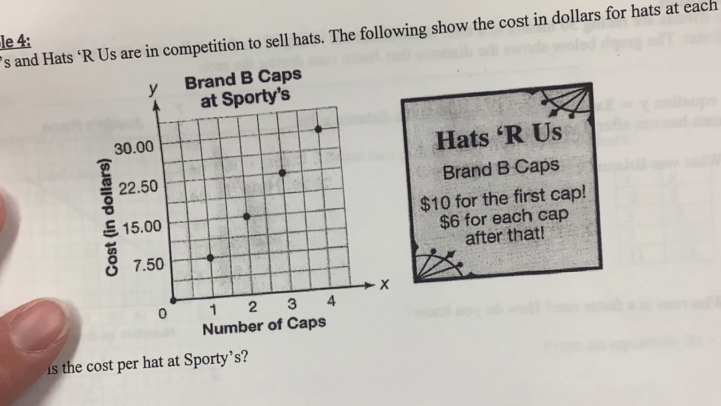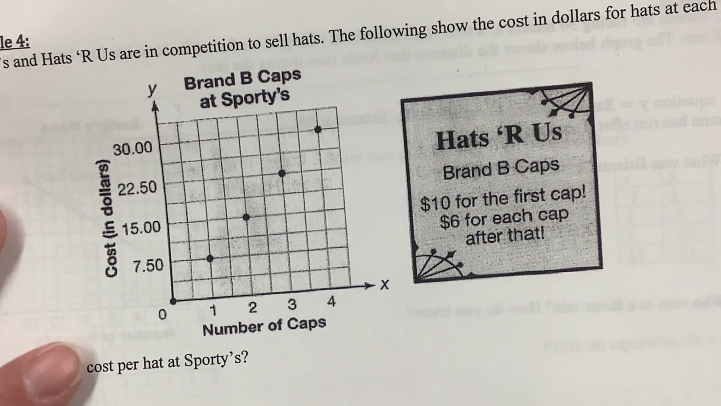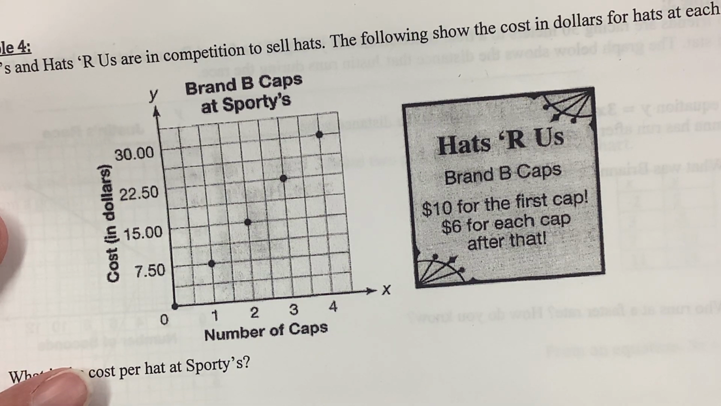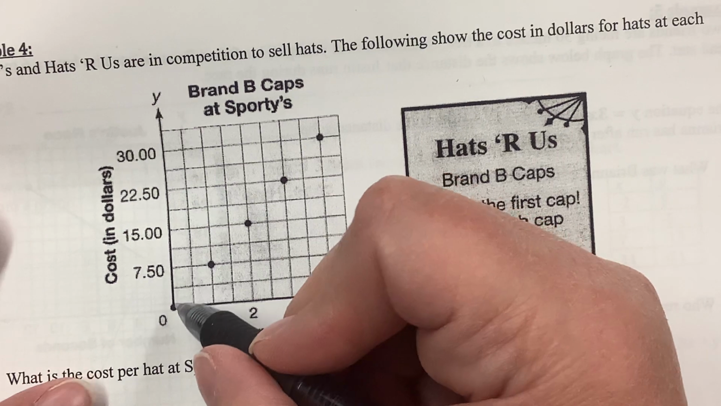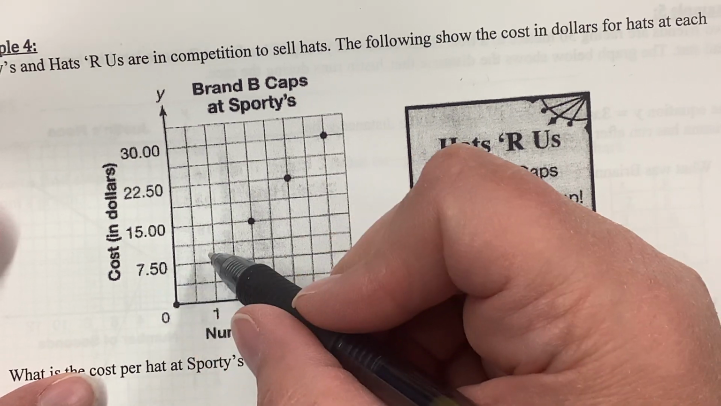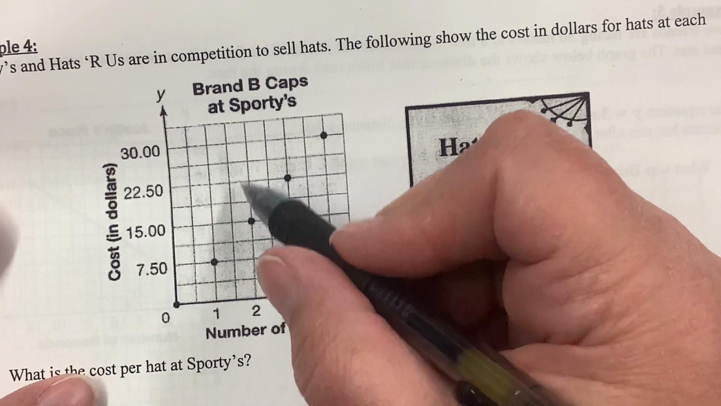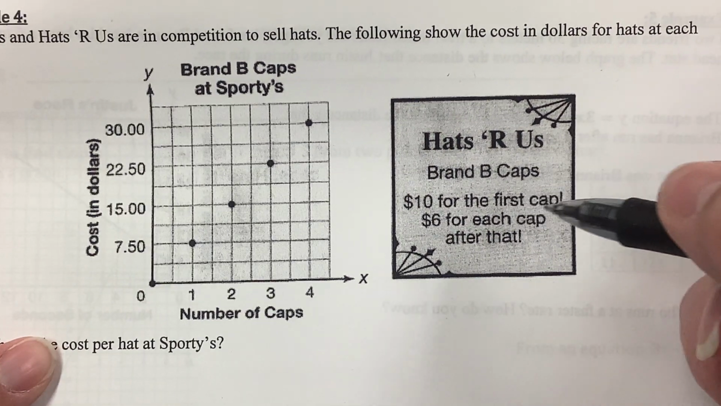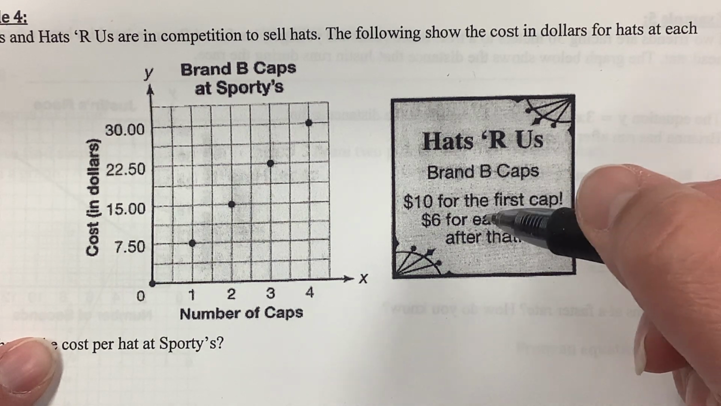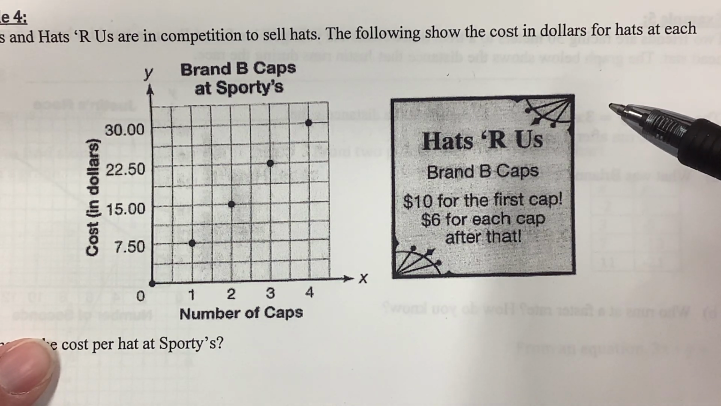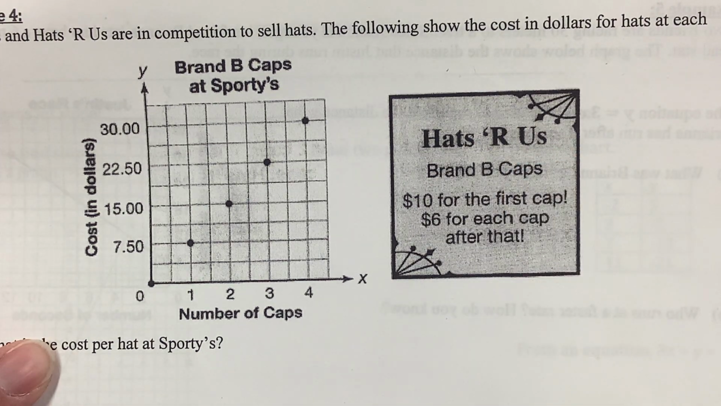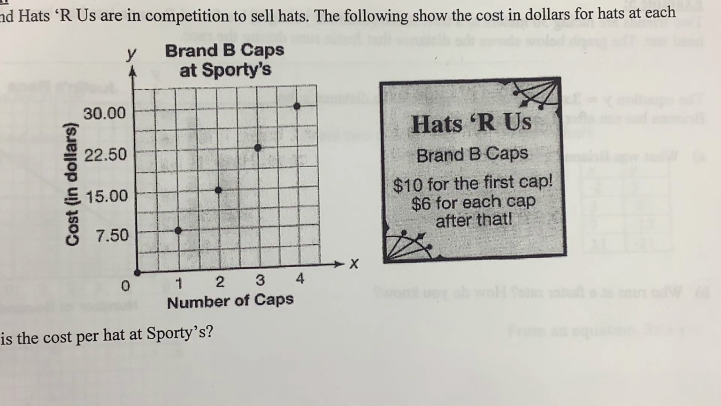Okay, Sporty's and Hats R Us are competing to sell hats. The following shows the cost in dollars for each hat. So for this one, $7.50 for one hat. I know because I'm looking at what the boxes cost. Okay, this is $10 for the first cap and then $6 for each cap after that. This is going to be a pain. So, 0 hats cost $0. What is the cost per hat at Sporty's?